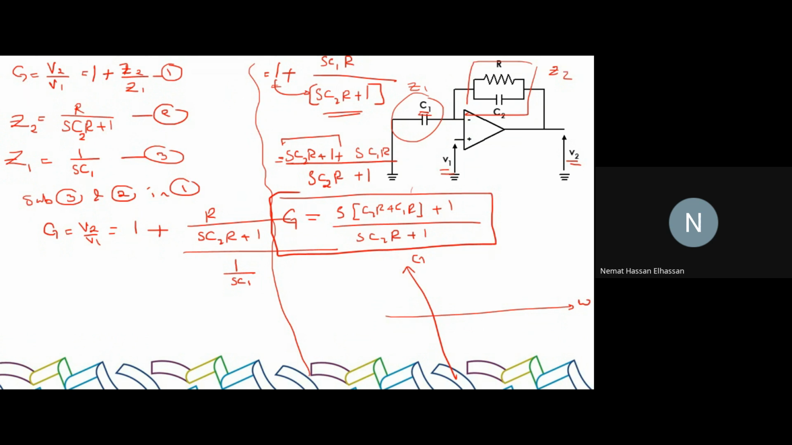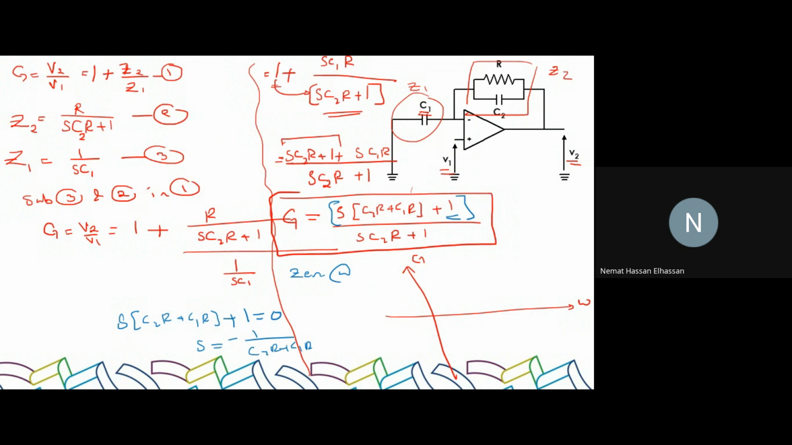طيب what are zeros؟ ما هي قيم s اللي هتخلي البسط صفر؟ إذا s بتساوي كم؟ إذا s صفر البسط هيكون واحد. لا، هناخد إنه الاس ضرب C2R plus C1R plus 1 equals 0, which means that S is equal to 1 divided by C2R plus C1R with a negative sign.